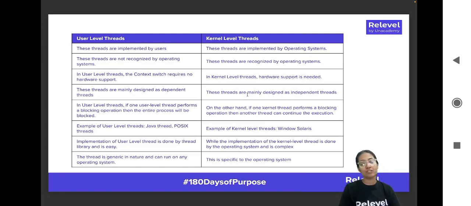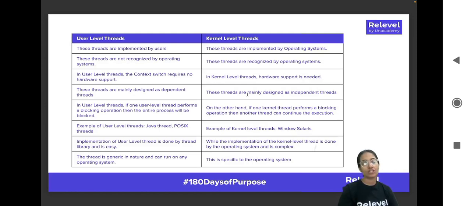What are the examples of user level thread? Java thread, POSIX thread, etc. Whereas the example of kernel level threads would be Windows, Solaris. Implementation of user level thread is easy, right? It is done by the thread library only, like I talked about, and it is quite easy.